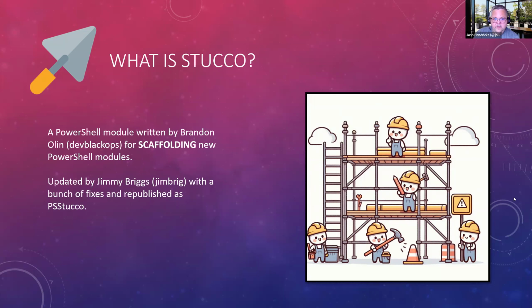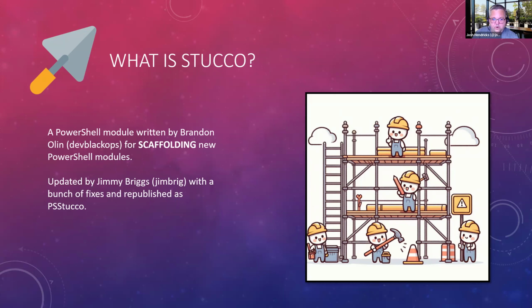And so Stucco is a module that will generate the scaffolding for a PowerShell module with a structure that a lot of people in the PowerShell community are really used to, and is designed to be easy to evolve your projects over time.